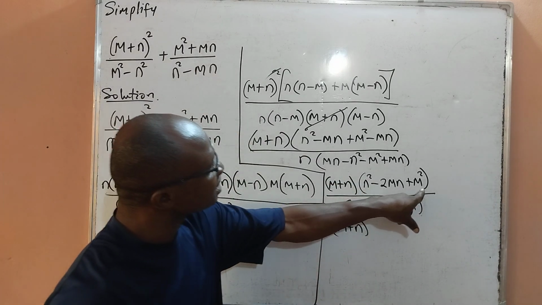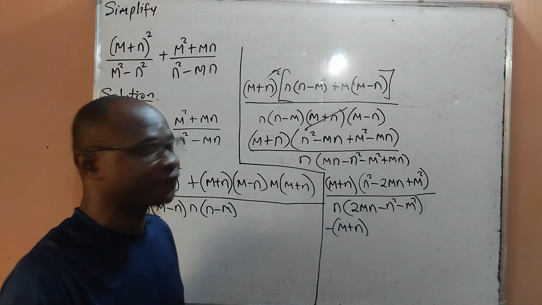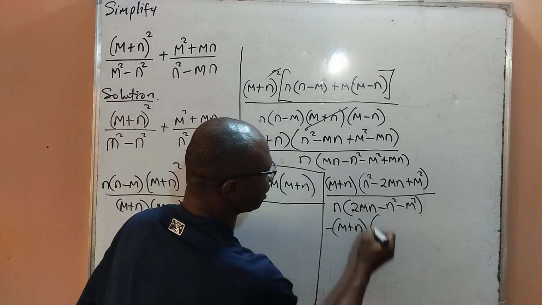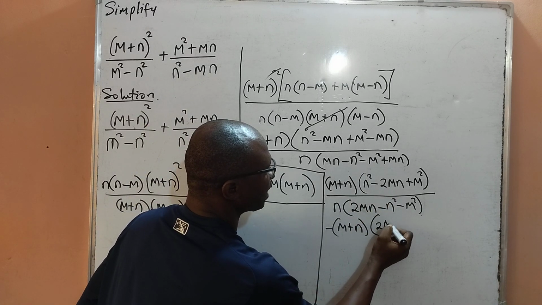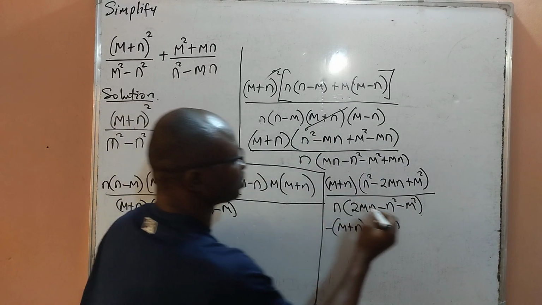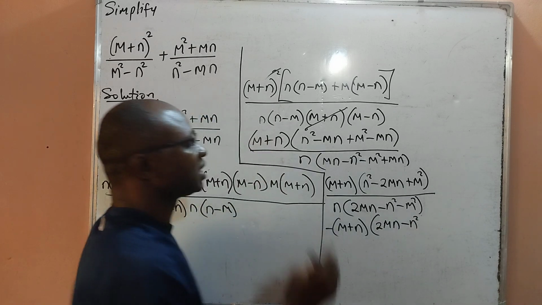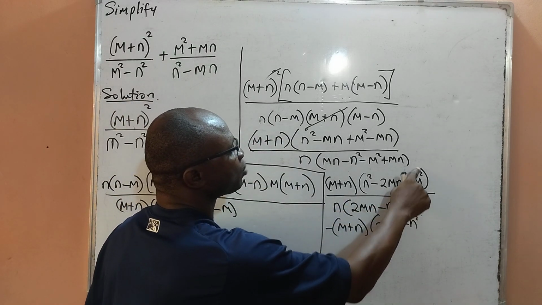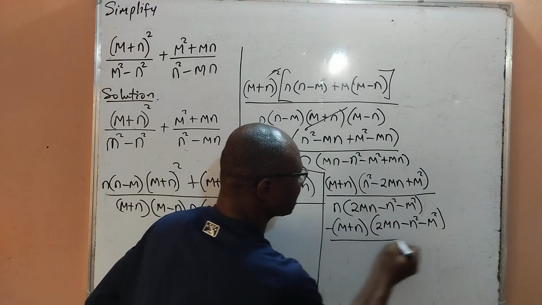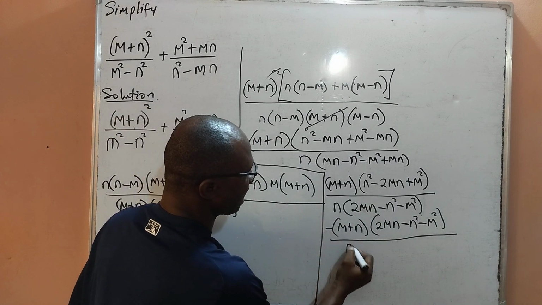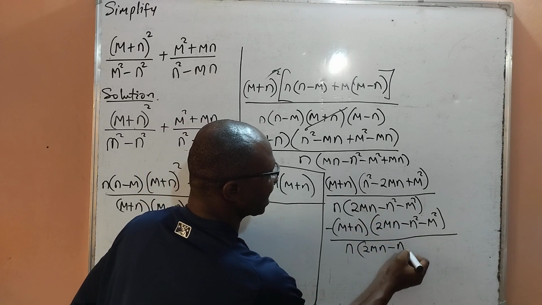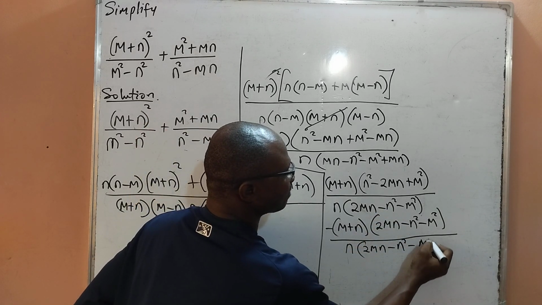Now, if I multiply this second bracket at the numerator by negative 1, the minus 2mn will now be plus 2mn. If I multiply this n squared by minus 1, it will give me minus n squared. If I now multiply plus m squared by negative 1, it will give me minus m squared. Then at the denominator, I have n into 2mn minus n squared minus m squared.